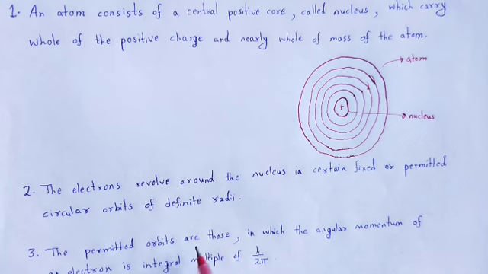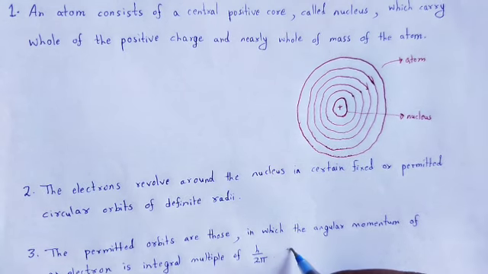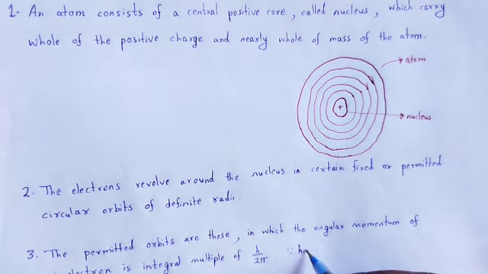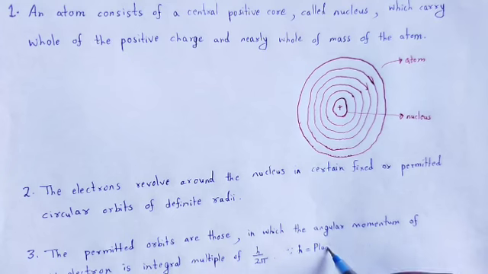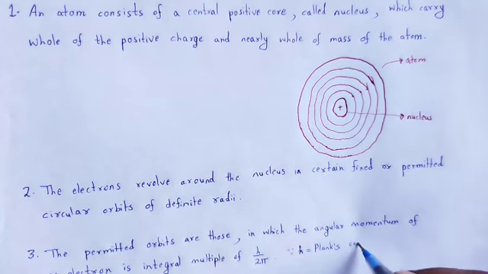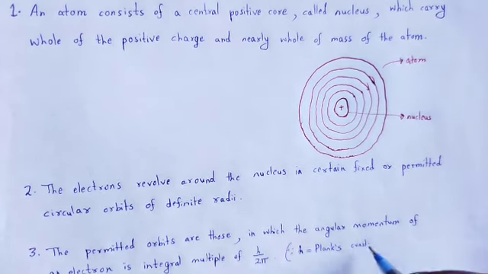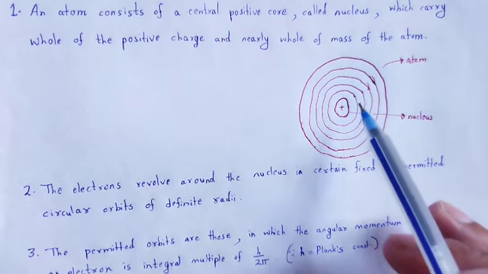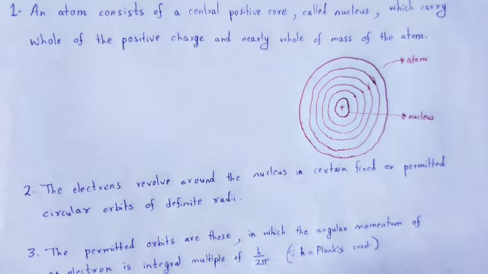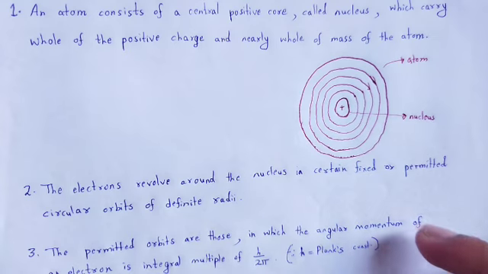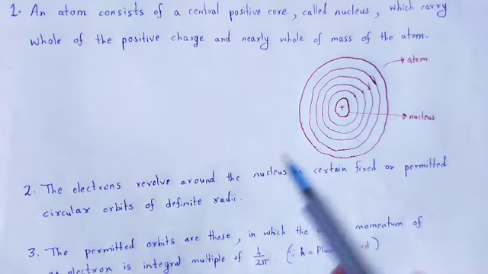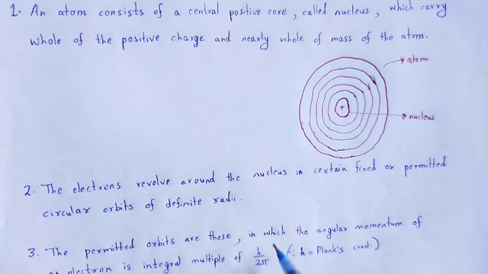The permitted orbits are those in which the angular momentum of an electron is an integral multiple of h by 2 pi, where h is called Planck's constant. What does it say? These permitted orbits are those orbits in which the angular momentum of an electron is an integral multiple of h by 2 pi.